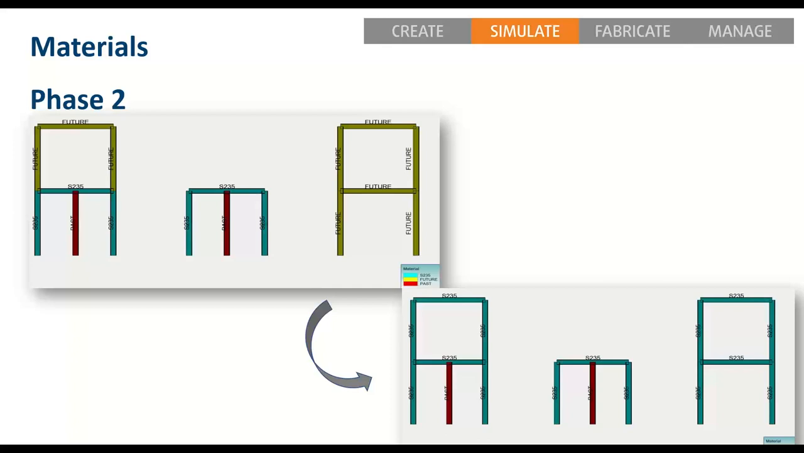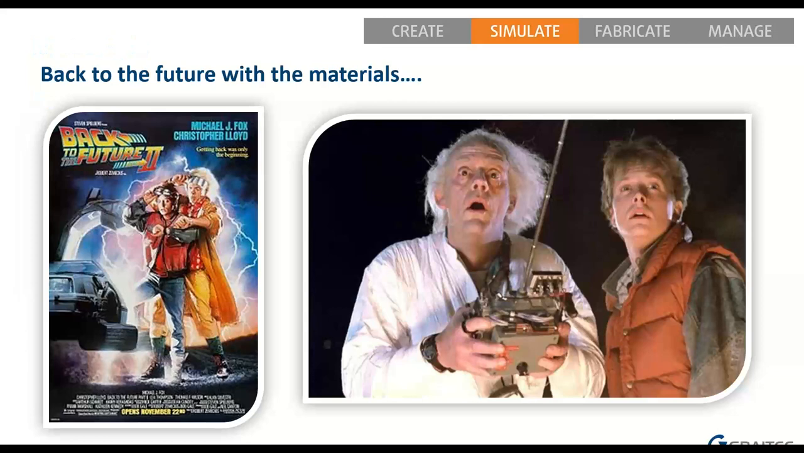So now, how do we go back to the future with the materials? I'm sure many of you are familiar with Dr. Emmett Brown and Marty McFly and their adventures in Back to the Future. We can apply a similar analogy to advanced design. You can see Dr. Emmett Brown holding a control there, but we have similar control settings for the material settings. So time to apply that analogy. Future and past material settings.